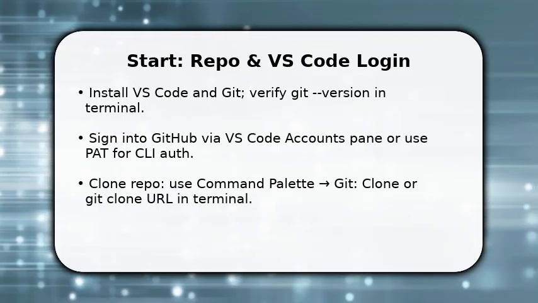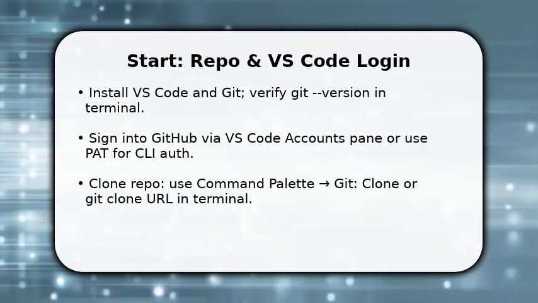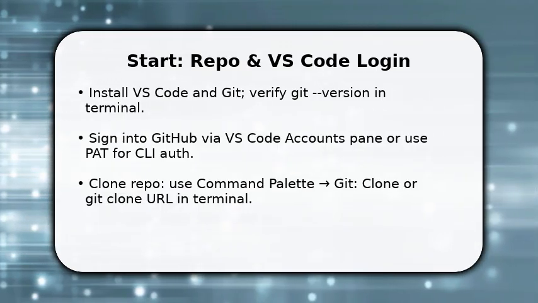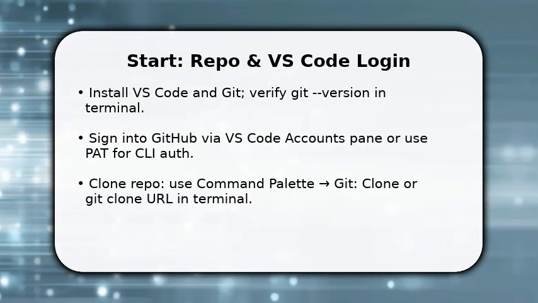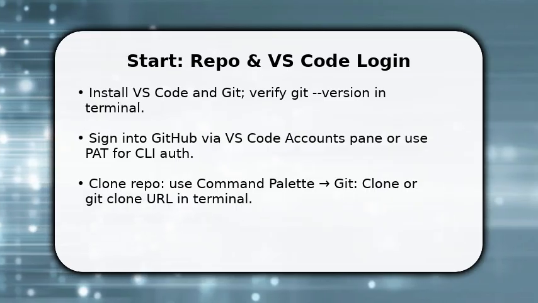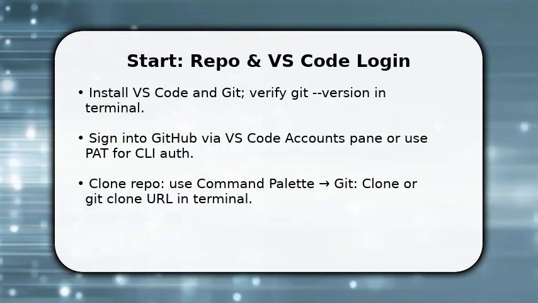You begin by confirming Git and VS Code are ready. Open the built-in terminal and run git --version to verify. Once done, sign into GitHub from the Accounts icon, or create a personal access token if you prefer CLI auth.